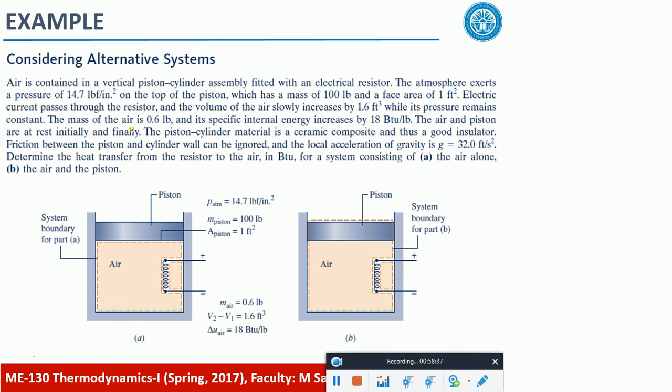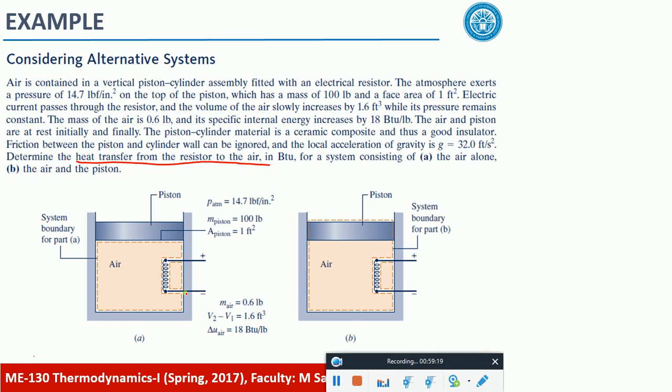Now this is something which again comes to that question: how do you demarcate your system? Air alone in the first case and then air and the piston. Now you need to see the heat transfer from the resistor to the air. What's the difference? The difference is you would be applying that first law of thermodynamics. Just like you do sigma F equals 0 on a free body diagram in statics, you try to implement the first law of thermodynamics on the system. In the first case, it is just the air.